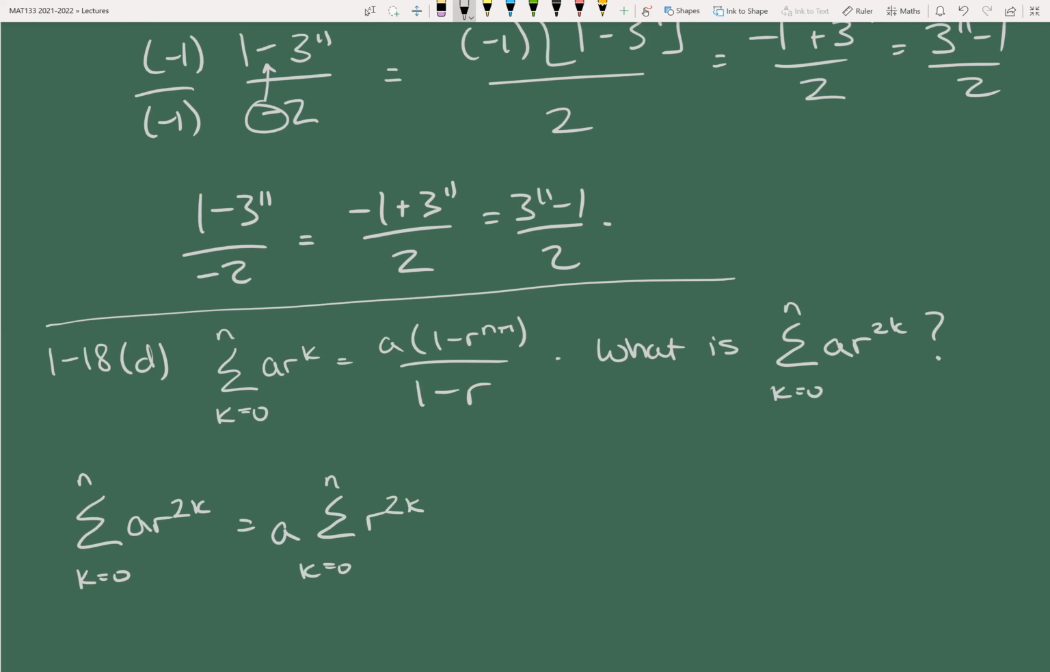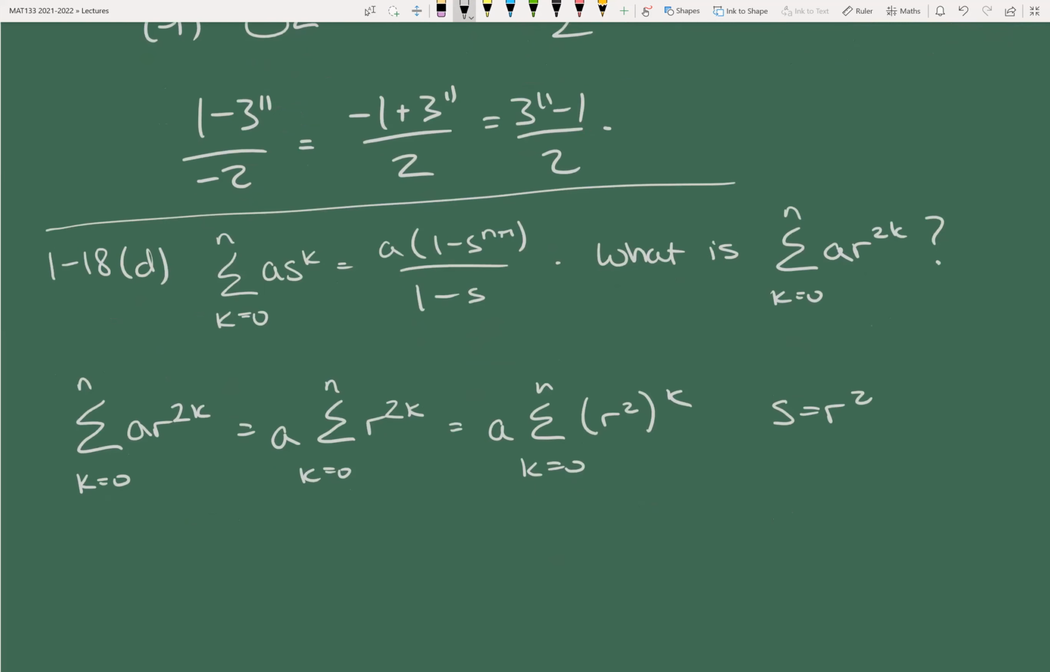Sure. Yeah. It depends on what you mean by substitute, but I think you do have the right idea. So let me rewrite this suggestively, as R squared to the K. And then we're going to treat this S equals R squared. Exactly. So let me call this S everywhere in the formula. Let S be R squared. And so now we get A times the sum from K equals 0 to N of S to the K, and we can use our formula. So we get A times 1 minus S to the N plus 1 divided by 1 minus S.